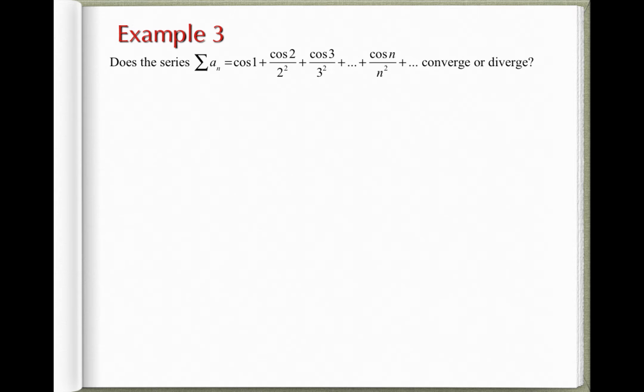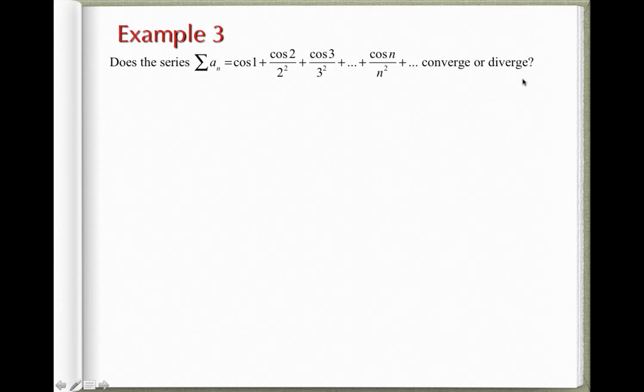So let's take a look at this particular series. We want to know whether it converges or diverges. Essentially, we're looking at the cosine of 1 plus the cosine of 2 over 2 squared plus the cosine of 3 over 3 squared, and so on and so forth. This cosine of n over n squared is our series, and we want to know whether it converges or diverges.